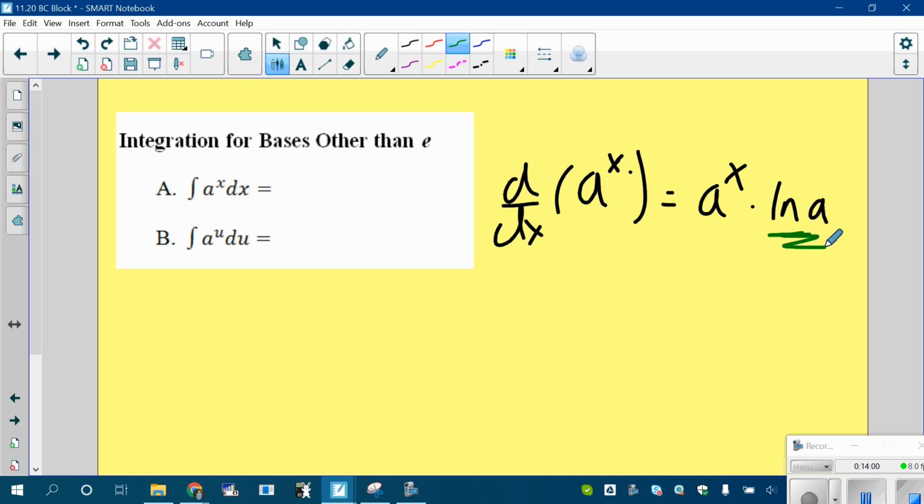So the integral of e to the x is just e to the x. The integral of a to the x is not just a to the x. It's a to the x with an adjustment. I have to adjust by ln of a, but I have to make that adjustment backwards because this is an integral rule, not a derivative rule. So what's the opposite of multiplying by ln of a? Dividing by ln of a. That's the adjustment.